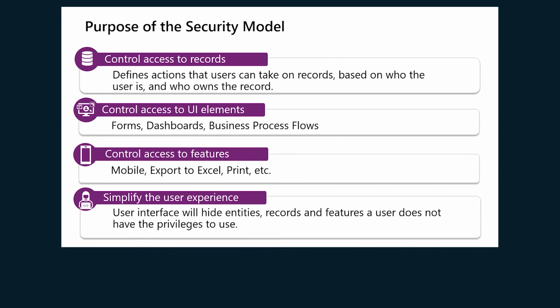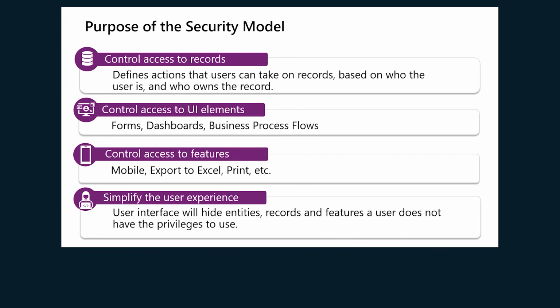The Customer Relationship Management Security Model serves a multifaceted role that extends far beyond simply granting access to records. At its core, it defines what actions users can perform on records, such as read, write, delete, or share. And this is based on their identity and the ownership of the record. This ensures that sensitive data is only accessible to authorized individuals supporting compliance and data integrity.